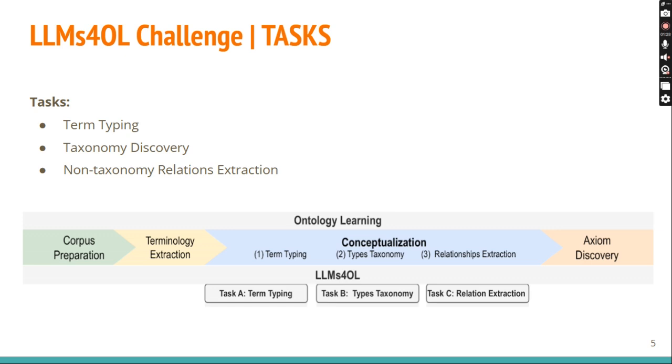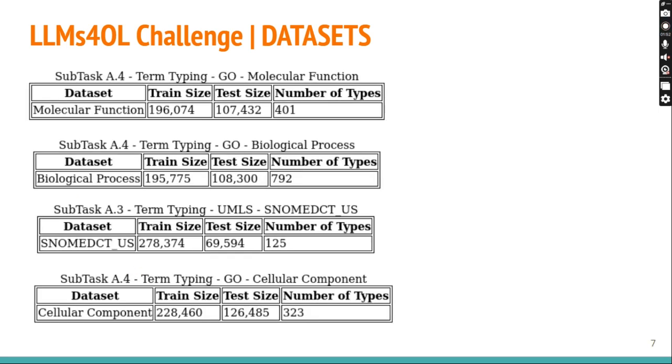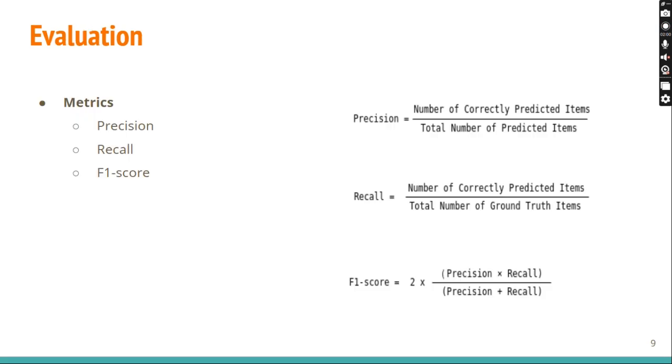And for each task, a set of datasets were given, for example, the WordNet dataset for term typing, schema.org for taxonomy discovery, UMLS for non-taxonomy relation extraction, taxonomy discovery, and term typing, and so on. Each dataset had its own characteristics, as you can see on the presentation. And to evaluate our approach, a set of metrics was given such as precision, recall, and the F1 score.